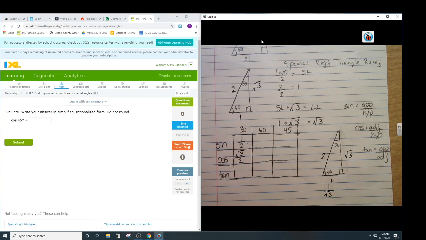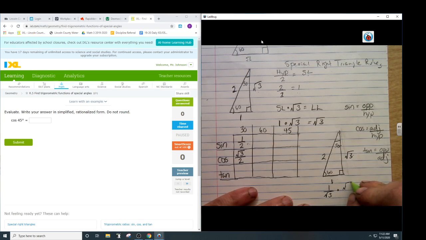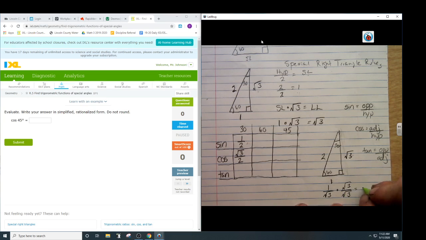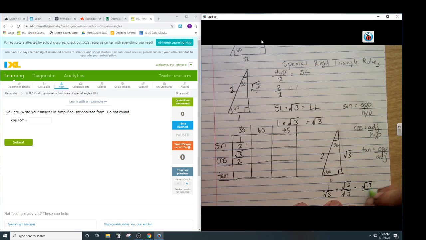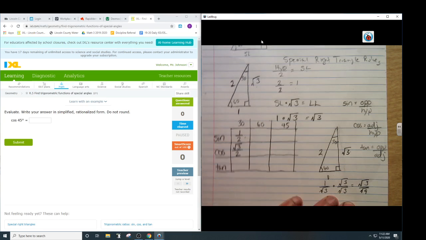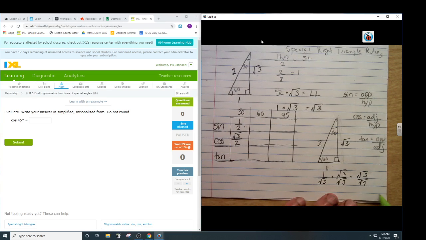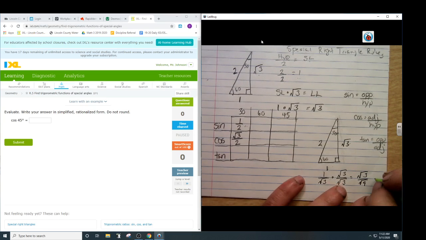Now, guys, remember, you can't leave a square root in the denominator. So what you're going to do is rationalize it by multiplying top and bottom by the radical that's on the bottom. And that gives you the square root of 3 over the square root of 9. But, guys, you should know this by now. The square root of 9 is 3. So that gives me the square root of 3 over 3. So now, this is what's going to go in this blank.